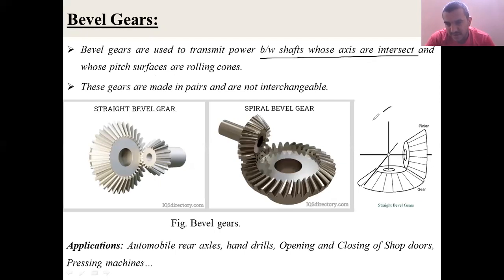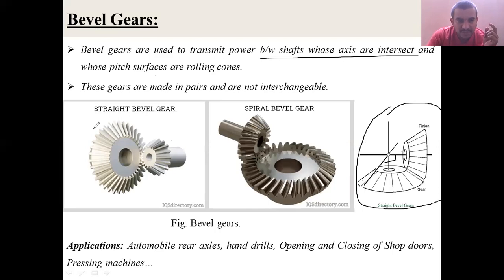See in the figure here how the teeth are formed on the cone surfaces, and the shafts are intersecting here at a right angle to each other. Earlier, in the spur gear and helical gear, the power is transmitted between two parallel shafts. But when two shafts are intersecting and I want to transmit power and motion between them, the type of gear we use is the bevel gear.